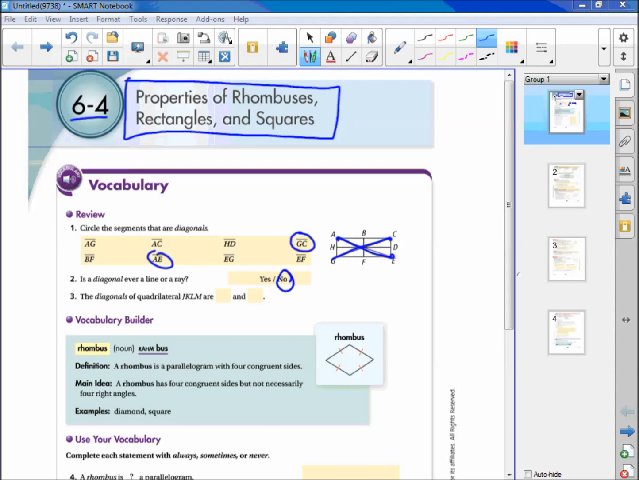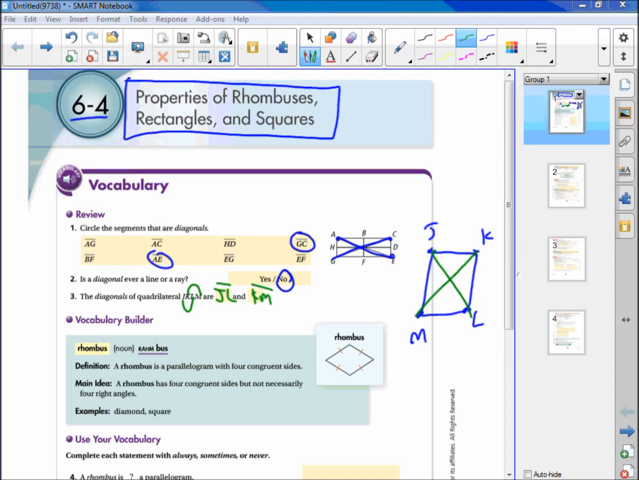The diagonals of a quadrilateral JKLM are what? Well, let's take a look. Let's draw one. Here's a quadrilateral JKLM. Remember, you need to name it in the order that the vertices come. And then our diagonals are going to be JL and KM. You can read that from here by getting the angles that are not consecutive. So JL and KM.